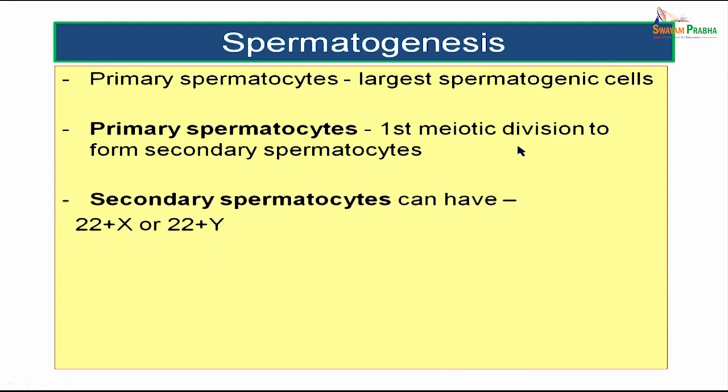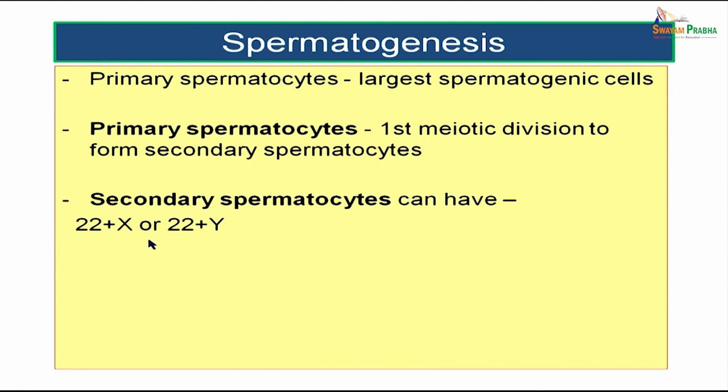The secondary spermatocytes can have two options because the diploid number is 44XY. If it is divided into two, there are two options. The X and Y will go with 22 as two options, that is 22 plus X or 22 plus Y. So this determines the sex of the fetus.